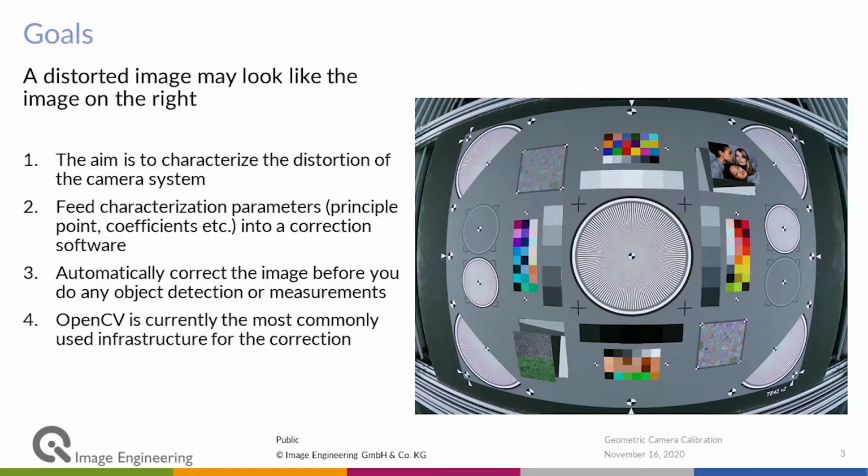A distorted image may look like what you can see here on the right-hand side. The aim of the whole process of geometric calibration is to characterize that distortion of the camera system, so lens including the sensor, and to feed the characterization parameters that you get into a correction software that automatically corrects the image before you do any other type of evaluation. And there is a more or less de facto standard called OpenCV that is commonly used for that type of image correction.